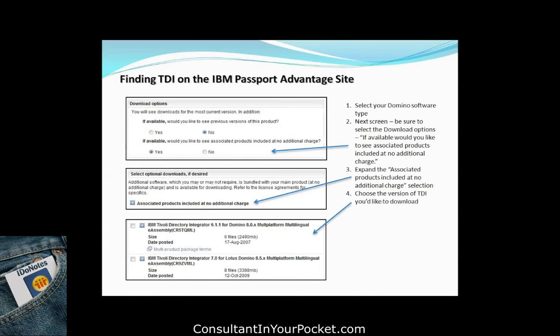And to find TDI on the IBM Passport site, you'll see the screens here. Very easy to go out and find. You look at your download options, pick whether you want to see associated products at no additional charge. Your TDI should show up in that case. You'll see at the bottom you've got TDI version 6.1 and TDI 7.0. 7.0 is the most current copy. That's what we're going to be showing you today.